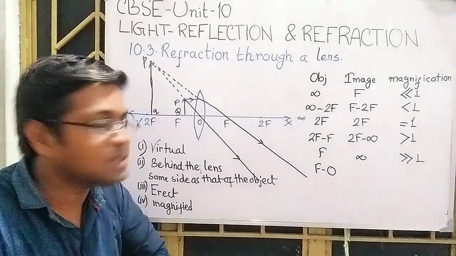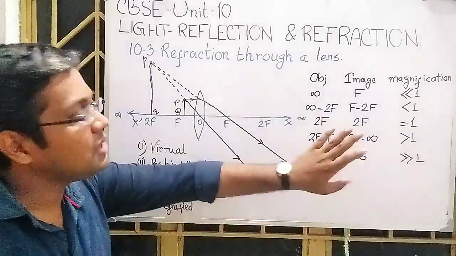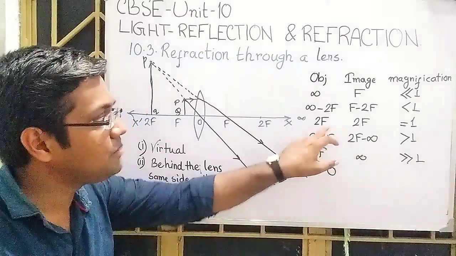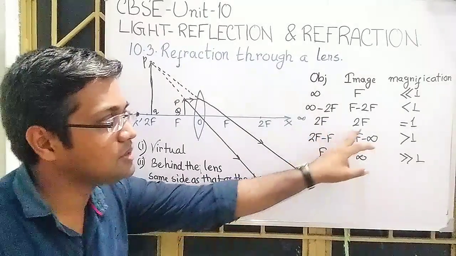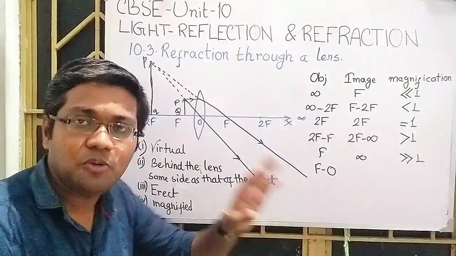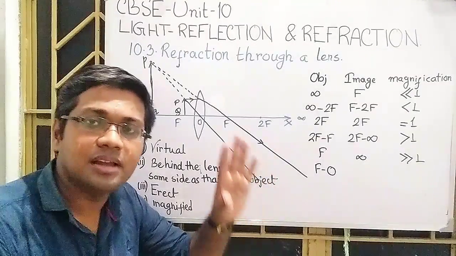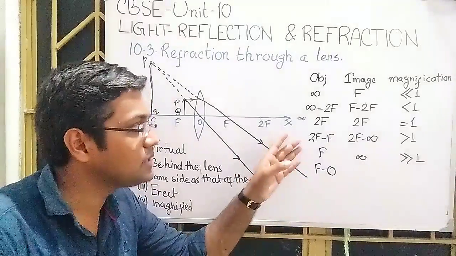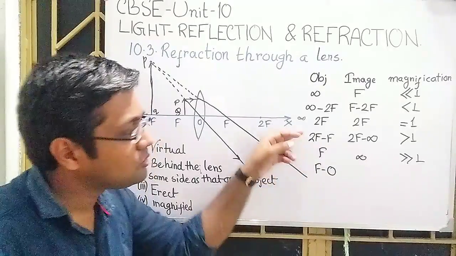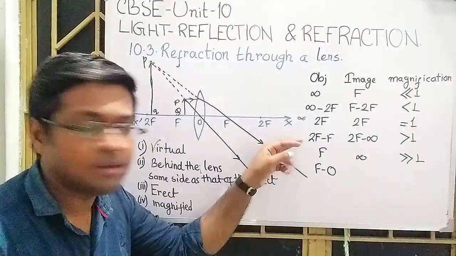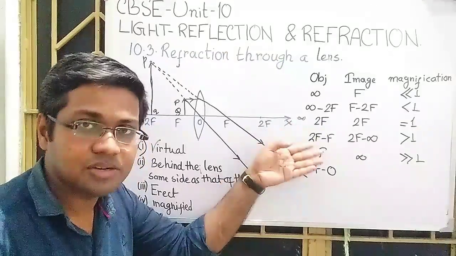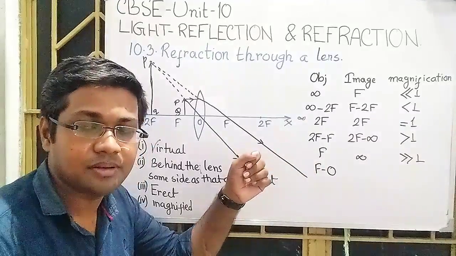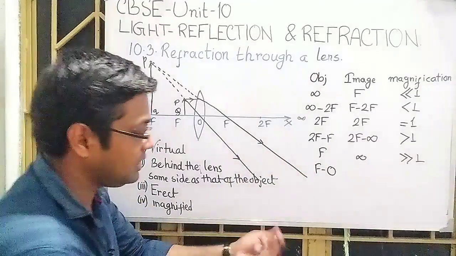If I discuss this, where you will get the image of the same size as the object, then you have to draw this. The object is placed at 2f, and the image is also at 2f. If you want an image which is larger than the object, and that is a real one, then you have to place the object from 2f to f. In between, we can place the object at greater than f, less than or equal to 2f. The range will be something like that.